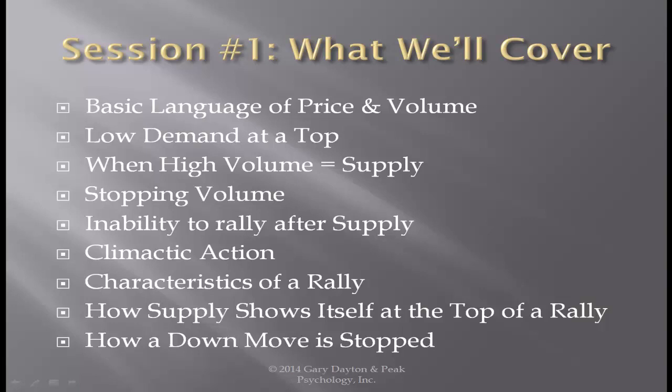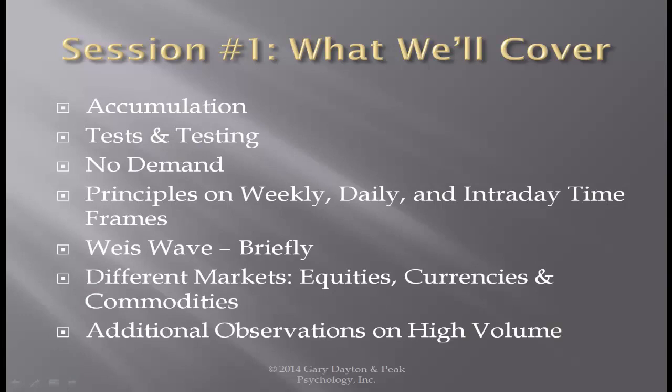We'll talk about the characteristics of a rally. That's important too. How supply shows itself at the top of the rally. We'll talk about where low demand at the top of the rally first, and then how supply shows itself when we see a rally. How a down move is stopped once we're moving down. What does it take, and how can we tell that the brakes are being put on a down move? We'll take a look at accumulation. We'll take a brief look at distribution too. I'll probably do distribution more so on Saturday.